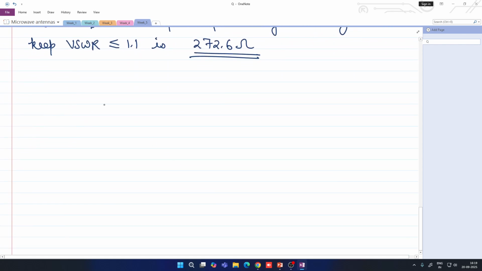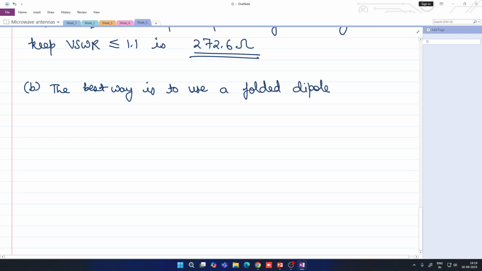So we have already seen folded dipole, right? So the best way is to use a folded dipole as the driven element or as the feed.